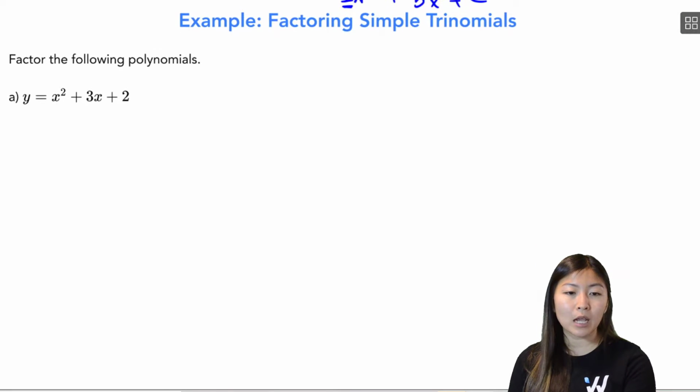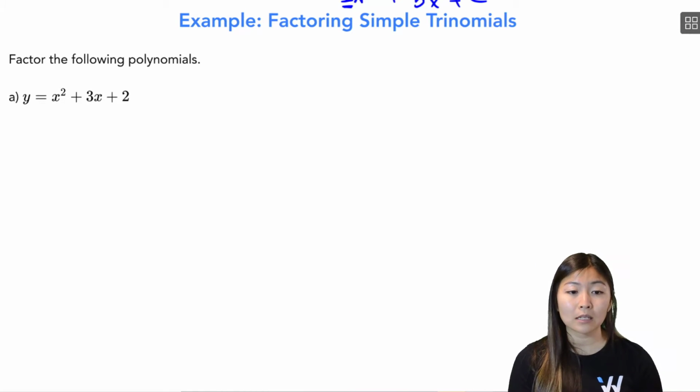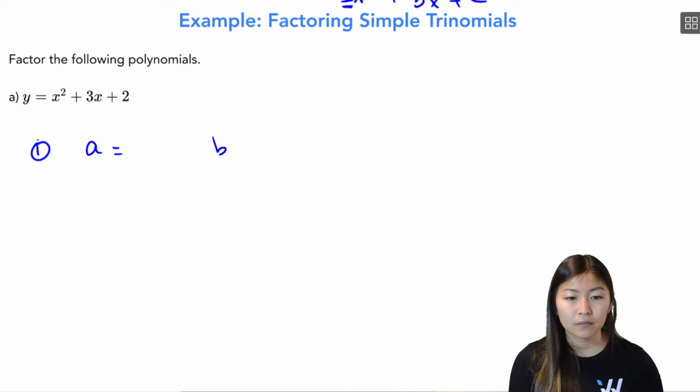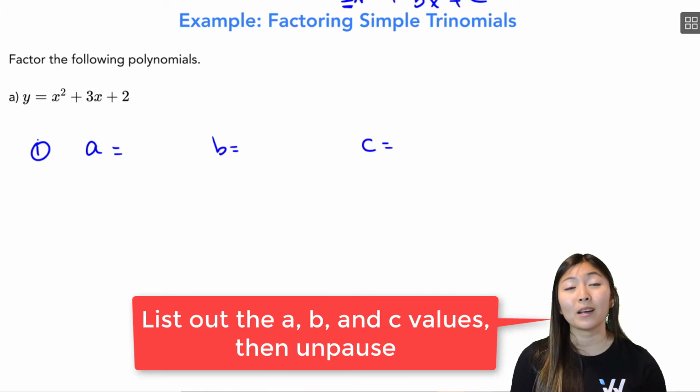So let's take a look at part A. We want to factor y equals x squared plus 3x plus 2. Step 1, I want you to write out your a, b's, and c's. Go ahead and do that. When you're ready, unpause the video.